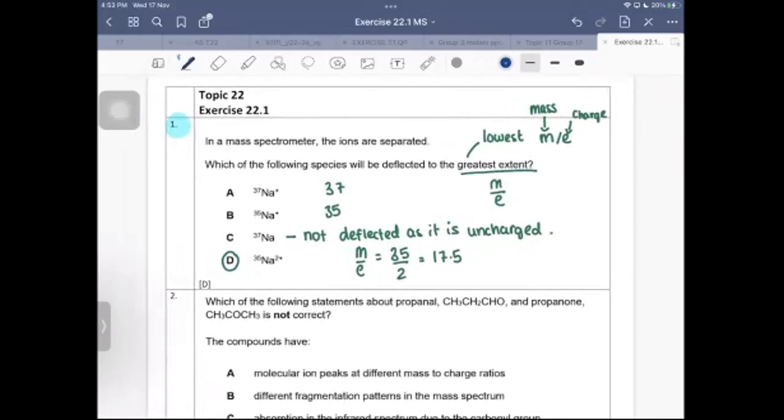Now, not only are we looking at the mass, but we need to look at the charge as well. That's why I always warn you to be careful with using the term mass. It's actually the mass to charge ratio, m/e. If you do your calculation, taking into account the sodium with a charge of +2, you take 35 divided by the charge, which is 2, you'll get 17.5, and D is the species that will be deflected the most because it has the lowest mass to charge ratio. Okay.